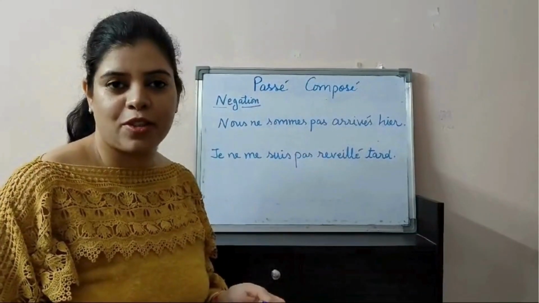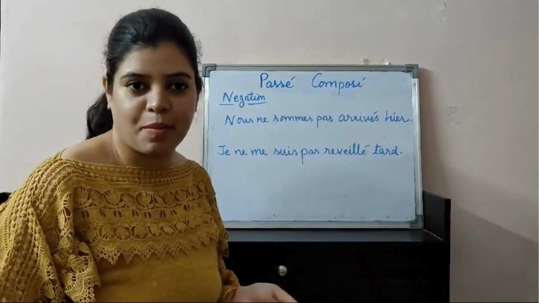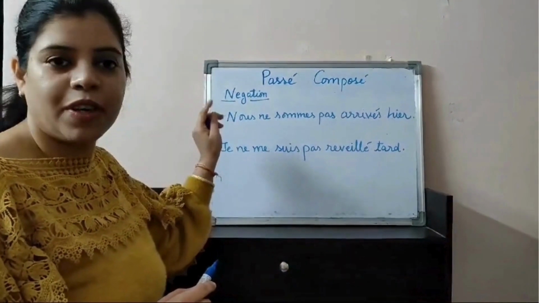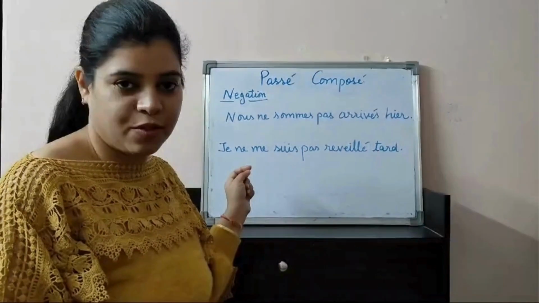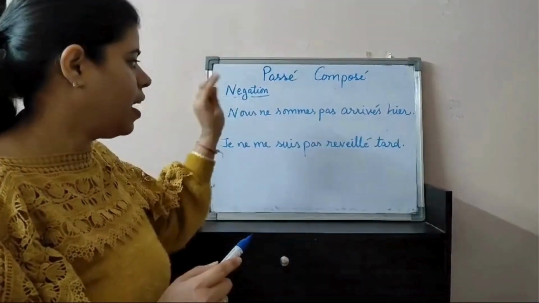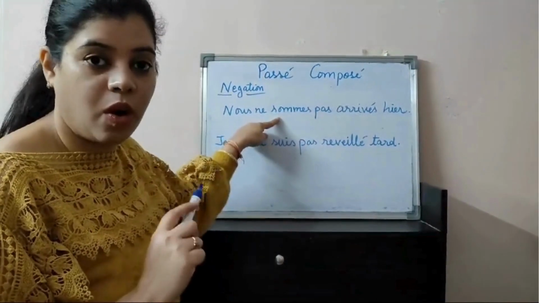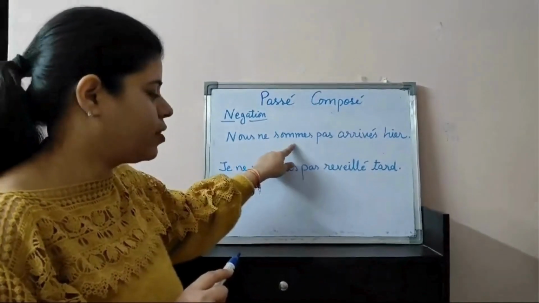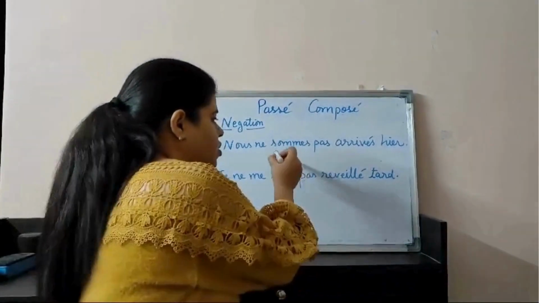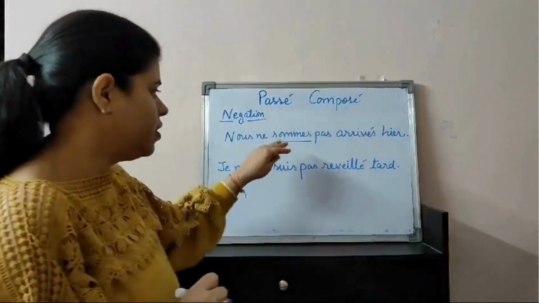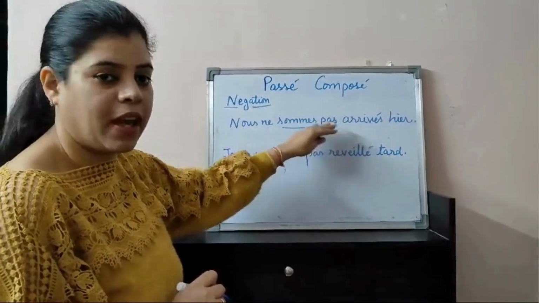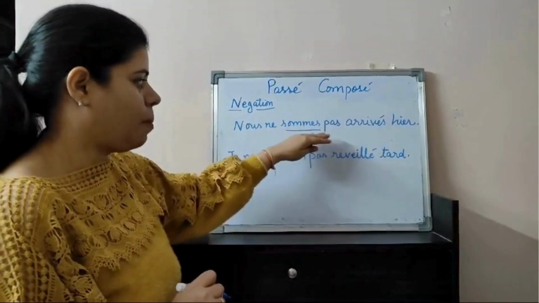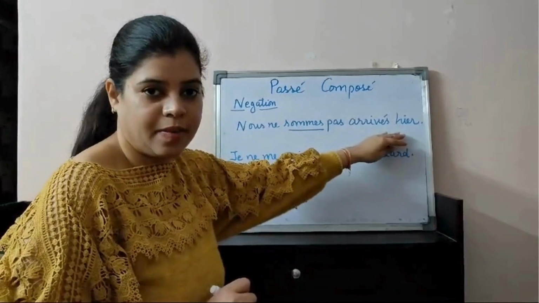Now let's see the formation of a negative sentence in passé composé. For the formation of a negative sentence, we need to add ne before the first verb and pas after the first verb. So here our first verb will always be the auxiliary verb. Here our auxiliary verb is être, which is sommes. So we will add ne before sommes and pas after sommes. So it will become nous ne sommes pas arrivés.